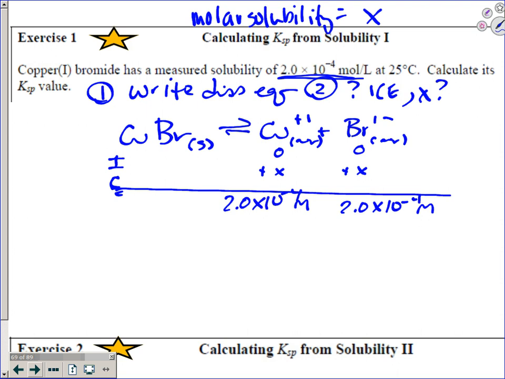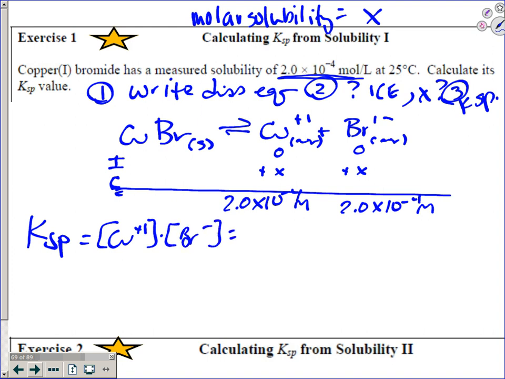Before I start plugging in, we've written out the dissociation, we've written out the ice. We need to write out the Ksp expression first. So what's that Ksp expression? Cu 1 plus times Br 1 minus. So then what are we plugging in here? 2.0 times 10 to the negative 4th molar squared because it's X times X, which is X squared. You guys could likely do that in your head, but I'm ready when you are.